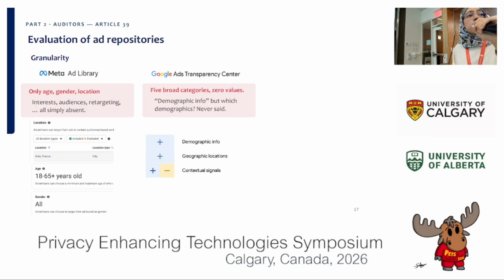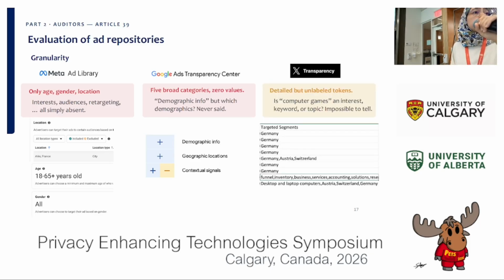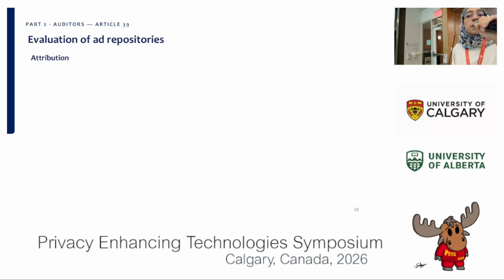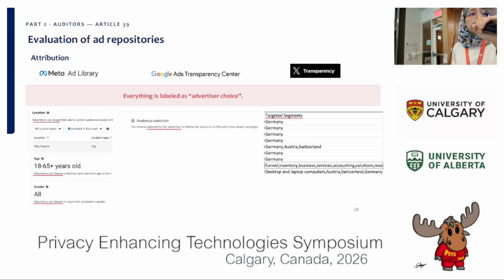For granularity, the Meta Ad Library shows only gender and location targeting data. On Google, they provide only 5 broad categories without any rhyme or meaning. On X, it's dumped tokens without explaining what they refer to. For attribution, everything everywhere is labeled as advertiser choice. So we ran our own ad campaign and selected only location as a targeting parameter, but we found that Google also listed demographics as an additional criterion, which we did not select.